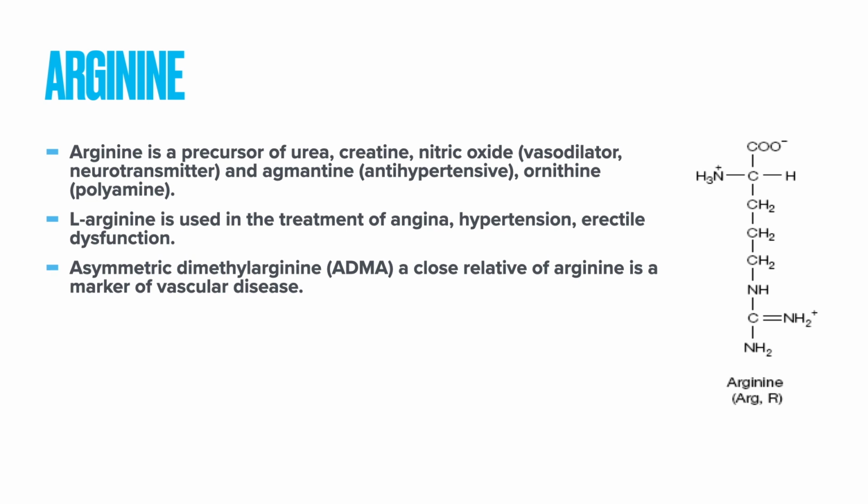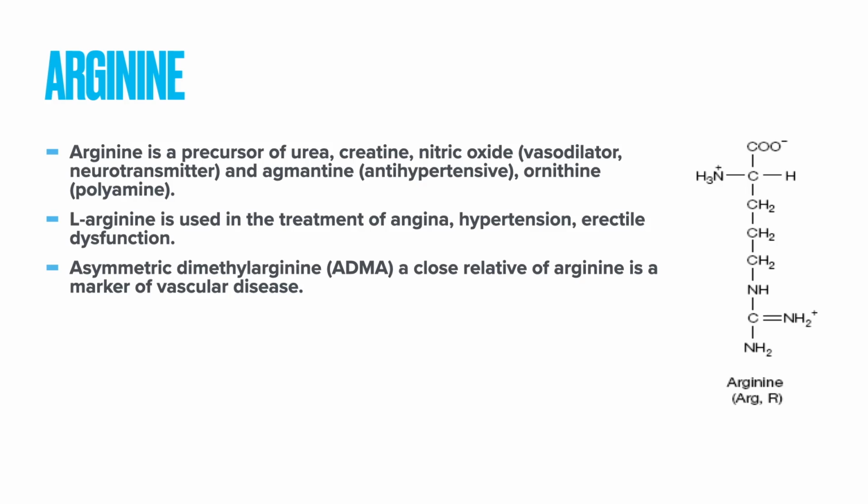Asymmetric dimethyl arginine is a close relative of arginine and is a marker of vascular disease. Arginine is a marker of good endothelial function, whereas asymmetric dimethyl arginine, ADMA, is a marker of vascular disease.